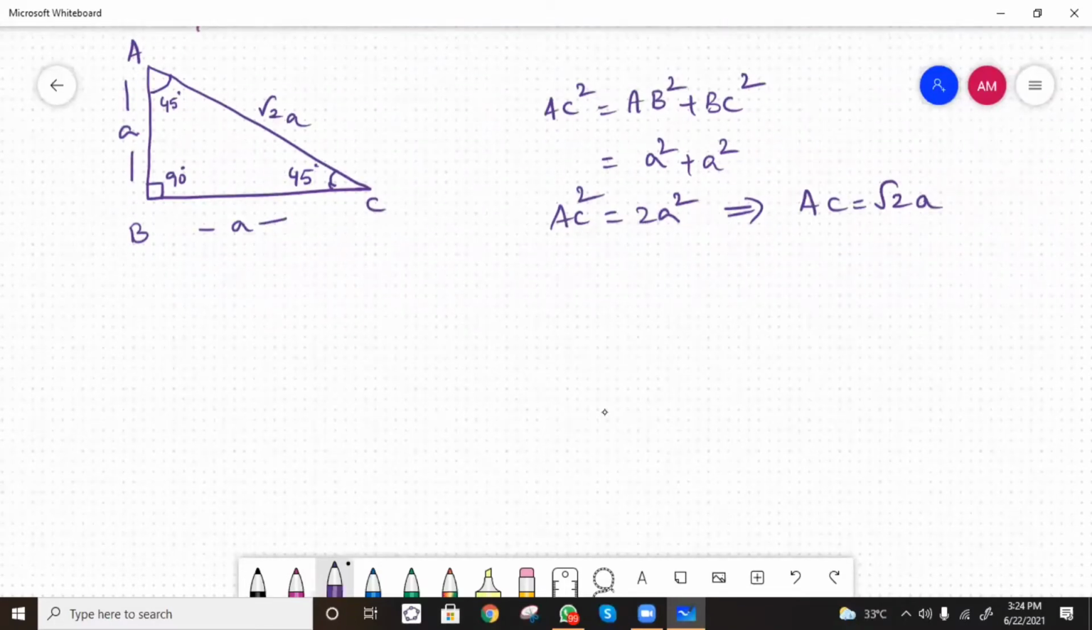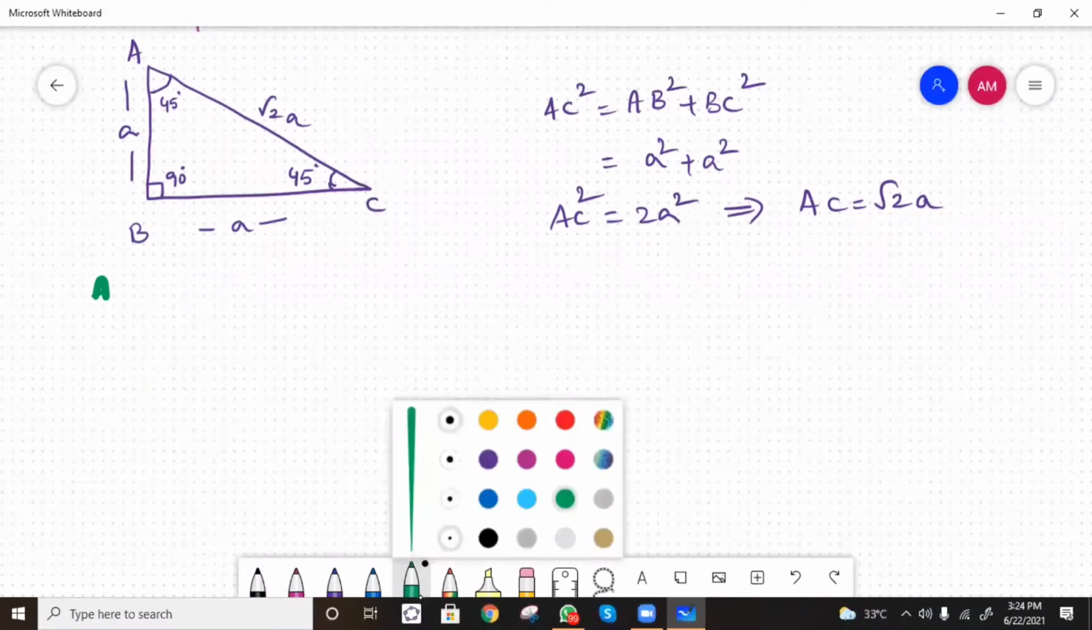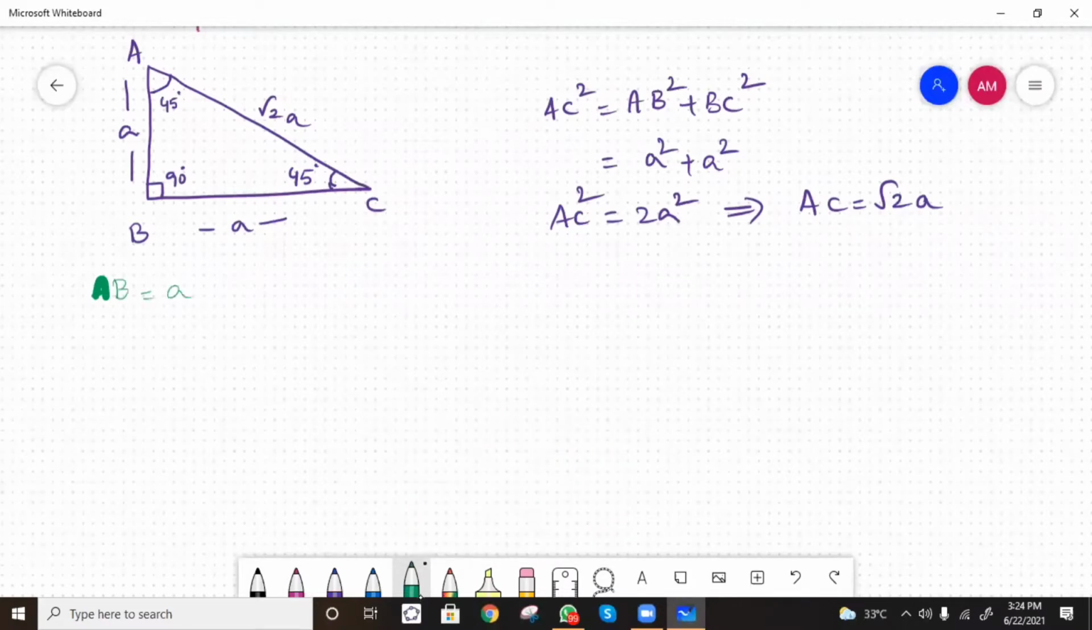AB is equal to A units. And what is BC? BC is equal to A. And what about AC? AC is equal to root 2 into A. Now let us find sine 45, cos 45, and tan 45.